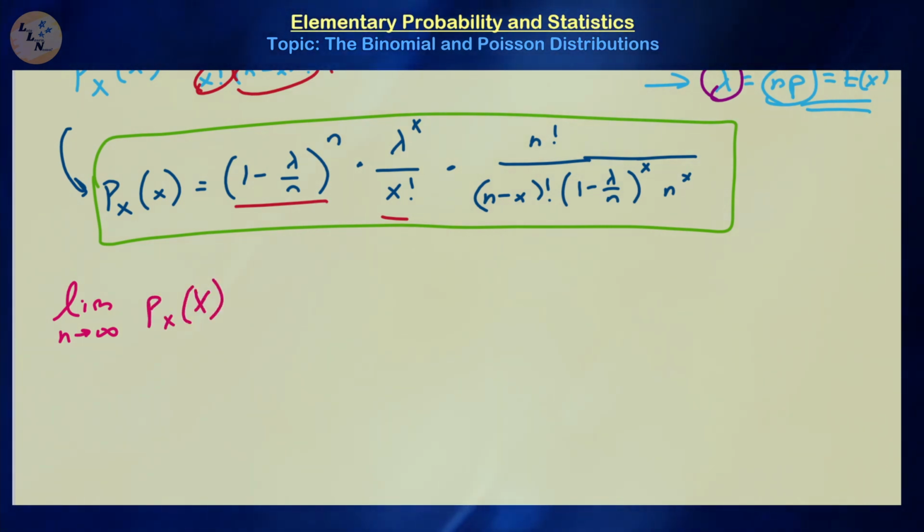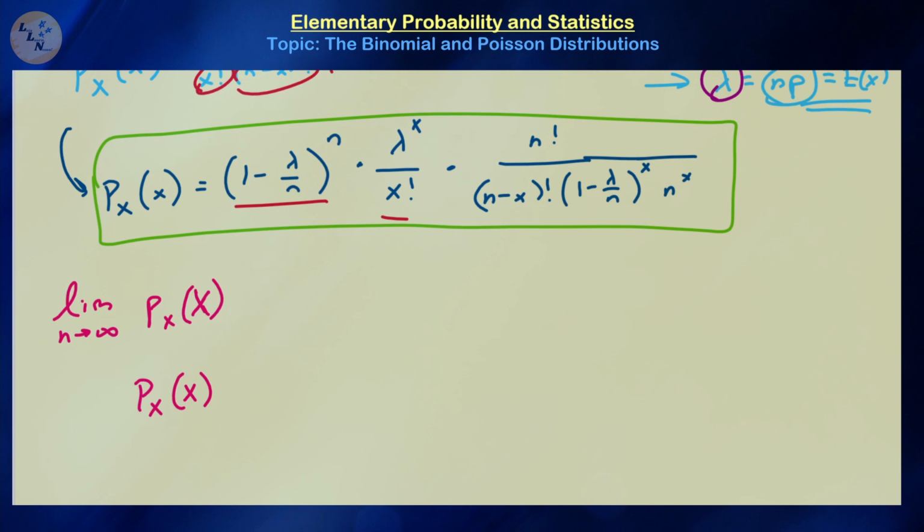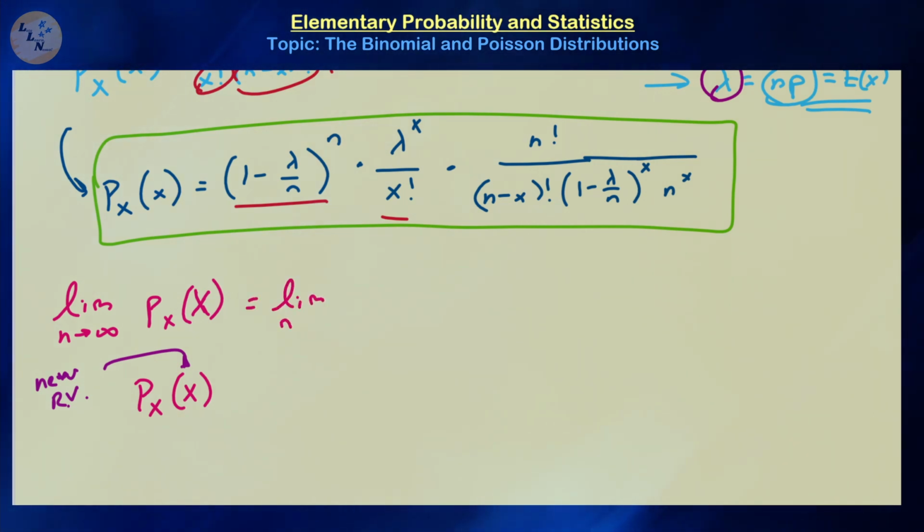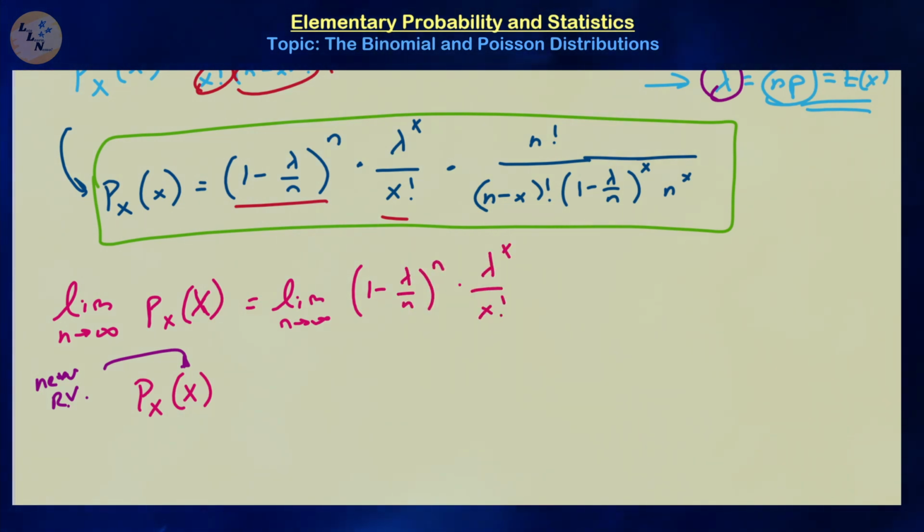So once we take the limit, this is a new distribution, so keep that in mind. This is a new random variable. So what random variable is it going to be? This is going to be equal to the limit as n goes to infinity of (1 minus lambda over n) to the n times lambda to the x over x factorial. I'm going to just focus on that piece.